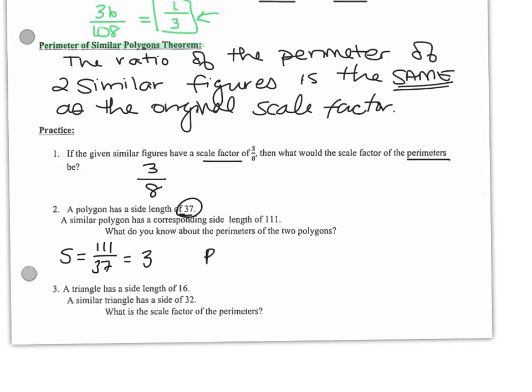So my perimeter ratio, perimeters multiply by 3. That's all a scale factor ratio does.